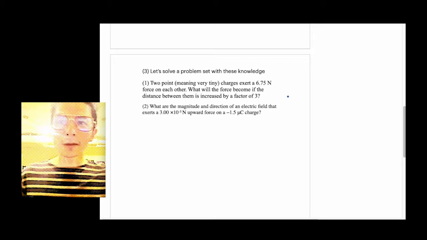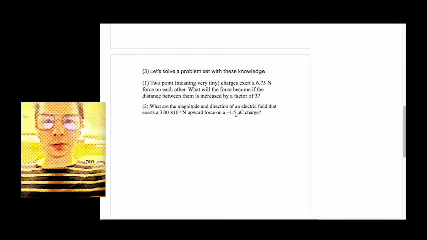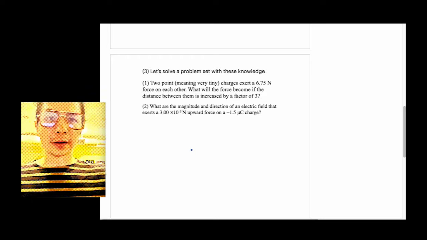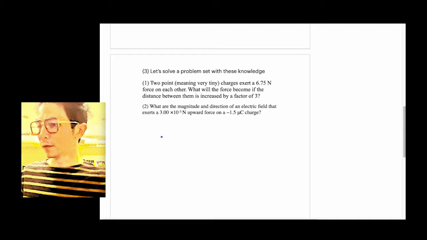Okay, so you learned everything that you need to solve this problem set, so let's do it. So the first question is: two tiny charged points exert a 6.75 Newton force on each other. What will the force become if the distance between them is increased by a factor of 3?